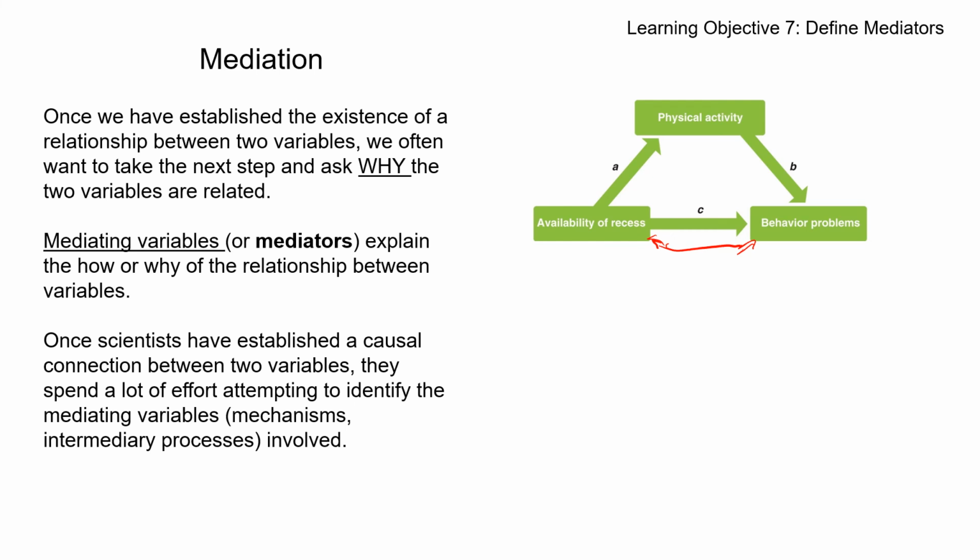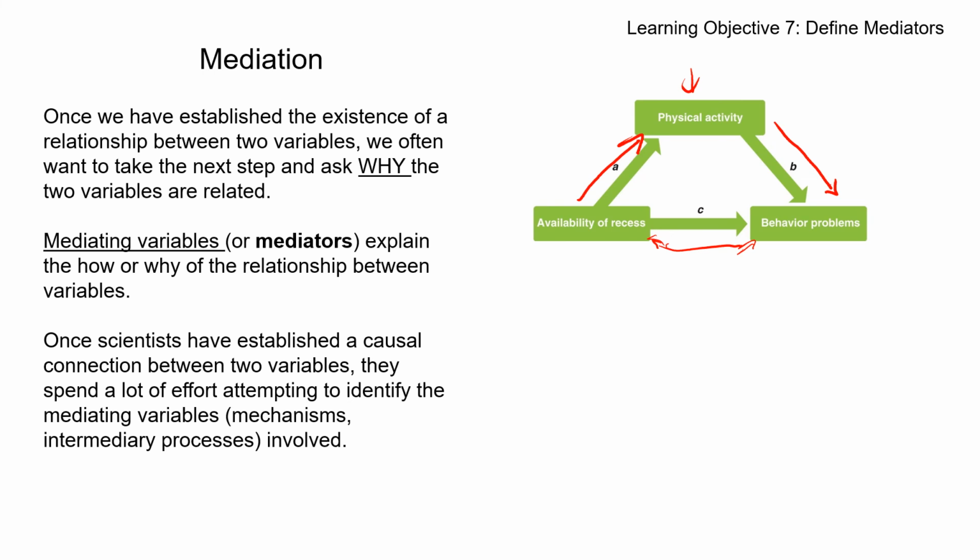So it could be that in this case, more recess means more physical activity. More physical activity then means fewer behavioral problems. It isn't the availability of recess that's directly reducing the behavioral problems, it's the physical activity that comes with it. And how could you test this? Well, you can test this by controlling for physical activity.